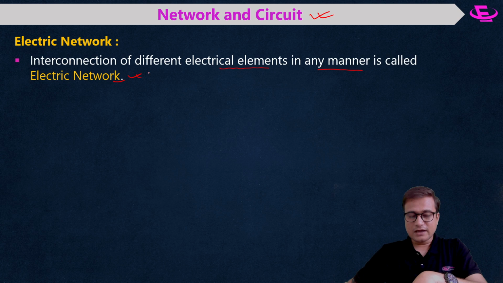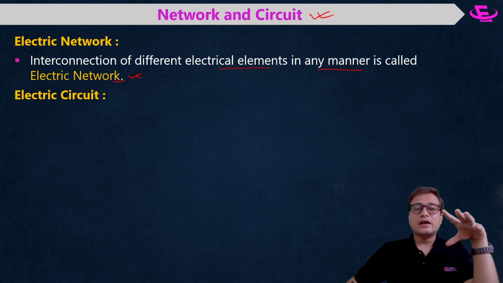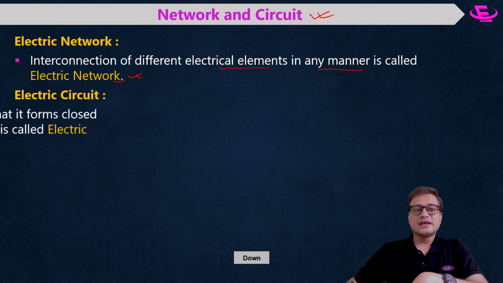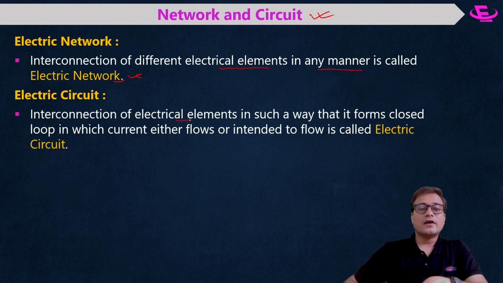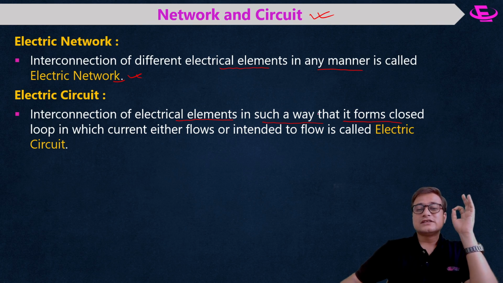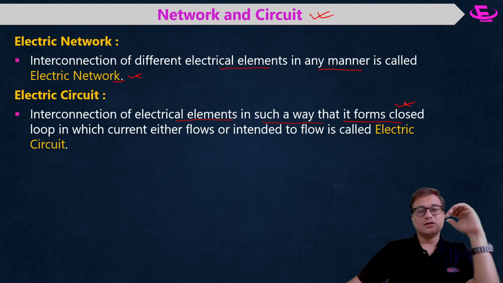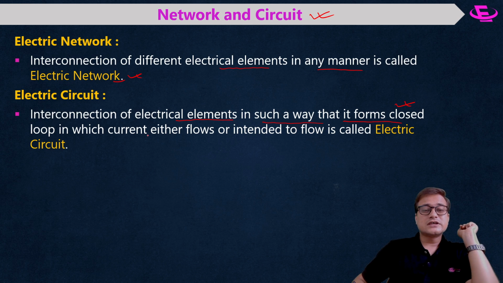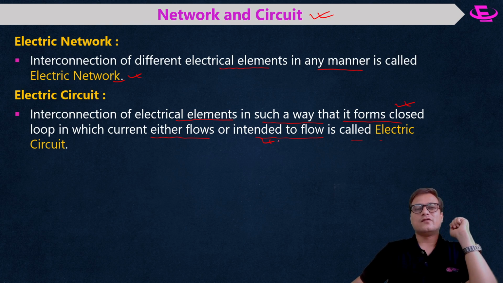Okay. Next, what is the meaning of electric circuit? It is the interconnection of electrical elements in such a way that it forms a closed loop, in which current either flows or is intended to flow. It is compulsory that there must be a closed path if you are connecting the electrical elements for a circuit. That is called an electric circuit. What is the meaning of intended to flow?